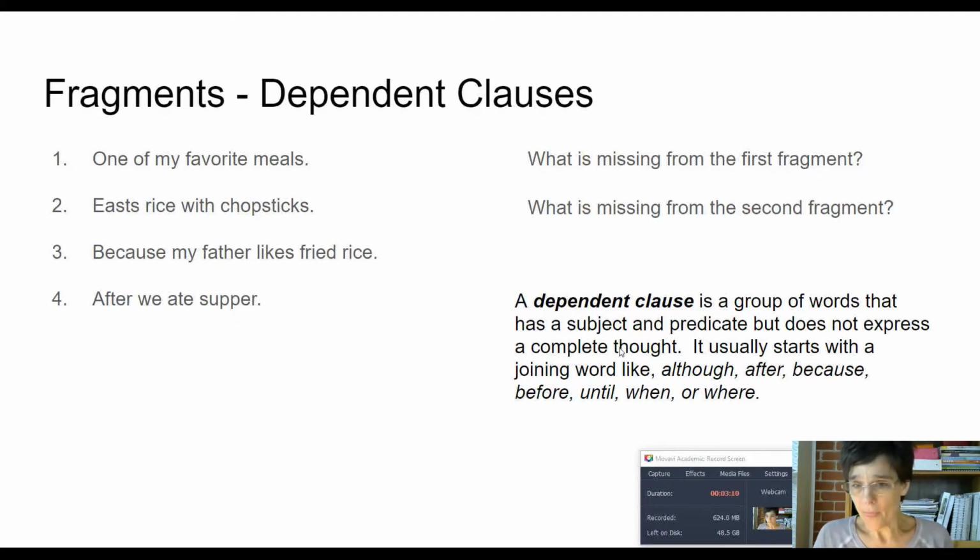Okay, a dependent clause is a group of words that has a subject and a predicate like these, but doesn't express a complete thought. Usually it starts with a joining word like although, because, after, before, until, when, or where. So 3 and 4, these here are what we call dependent clauses. Because my father likes fried rice. Father is your subject, likes is the verb. So it's got a subject and a verb, but it's not complete. Something is still missing. And the way we know that is because it starts with this right here.